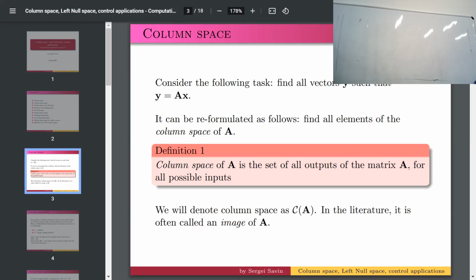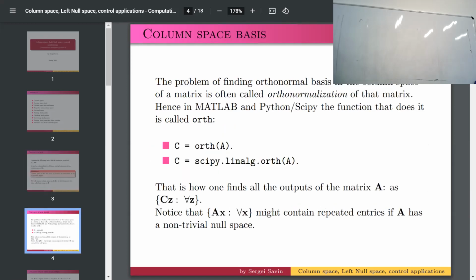Okay, good. Now, column space also has an operation in MATLAB or Python or other languages. It is called orth for some reason. Can someone tell me why? If you want to obtain a column space of a matrix, why would you call it orth? There is a very nice, meaningful answer to this question. No? Do you know what orth does as an operation?